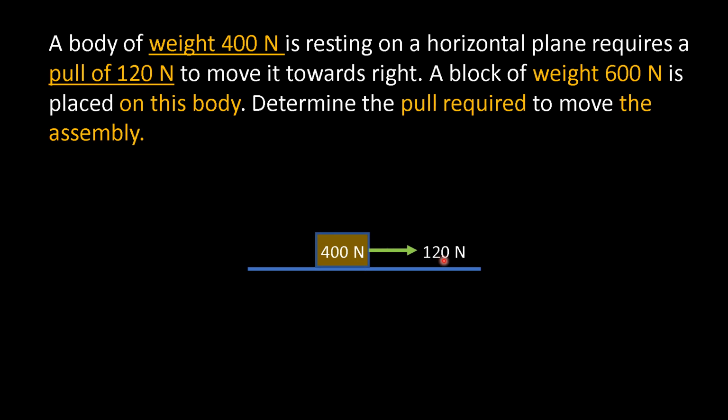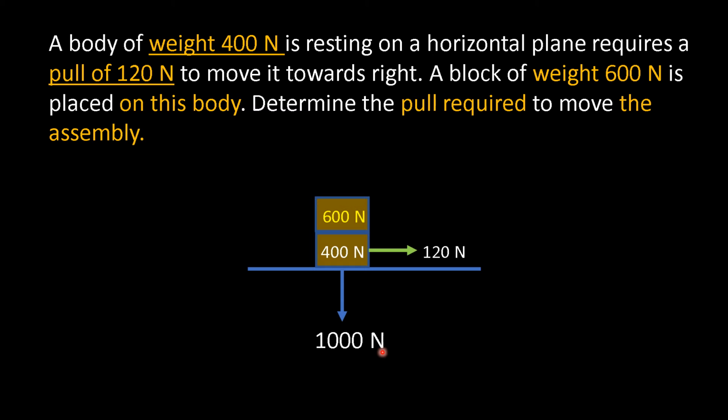The force of 120 Newton just about moves the block. A block of weight 600 Newton is placed on this body, like this. We have to determine the pull required to move the assembly. Now the weight of the assembly will become 600 plus 400, that is 1000 Newton.